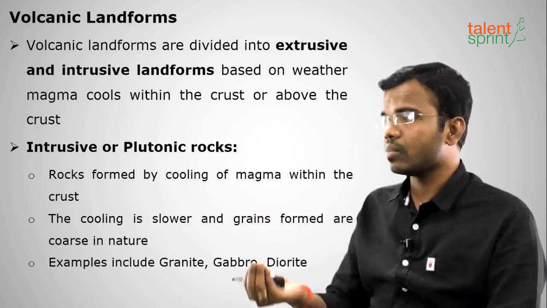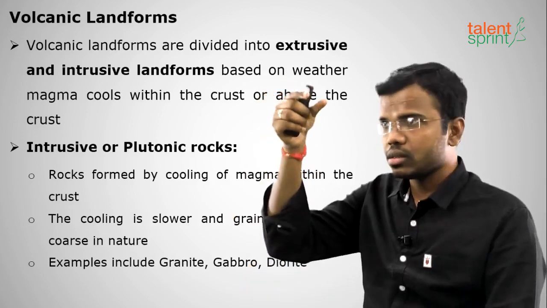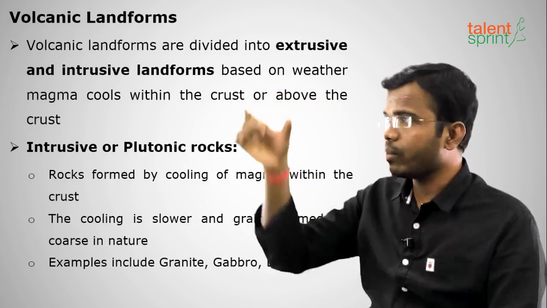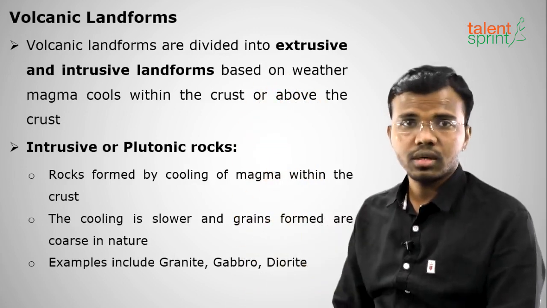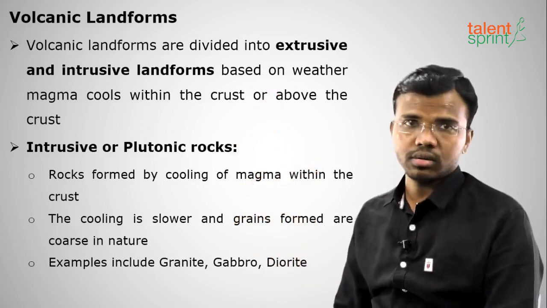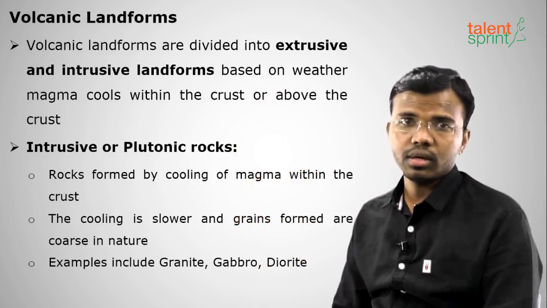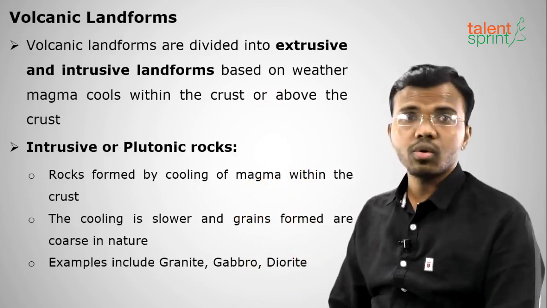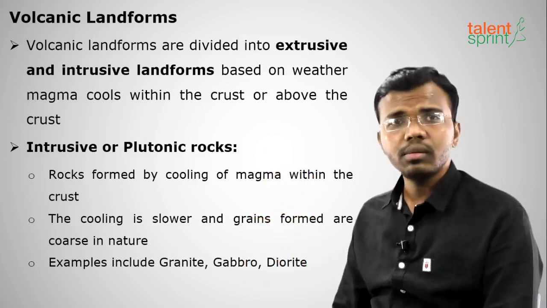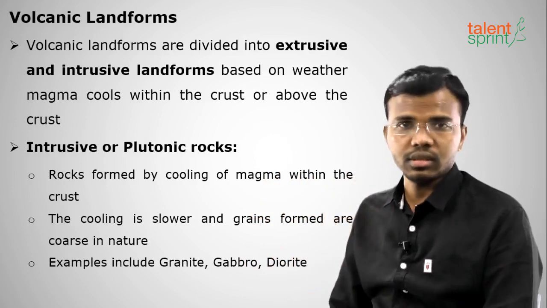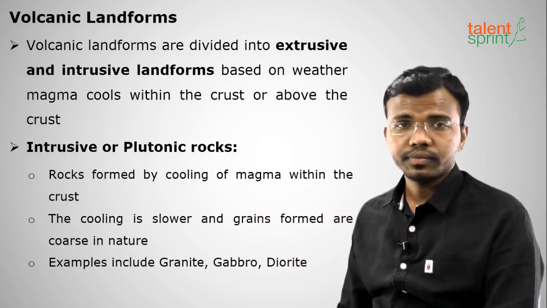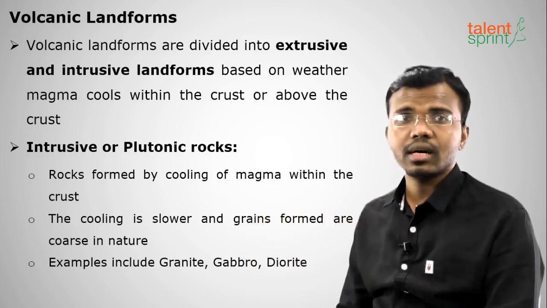When magma comes out through a volcano, some part of it will be left inside that small chamber, like a pipe chamber where the magma comes out. When it cools inside the earth, it forms intrusive or plutonic rocks. The cooling will be slower because there is already high temperature inside the earth, so the grains formed will be larger or coarse in nature. The very best examples are granite, gabbro, diorite.